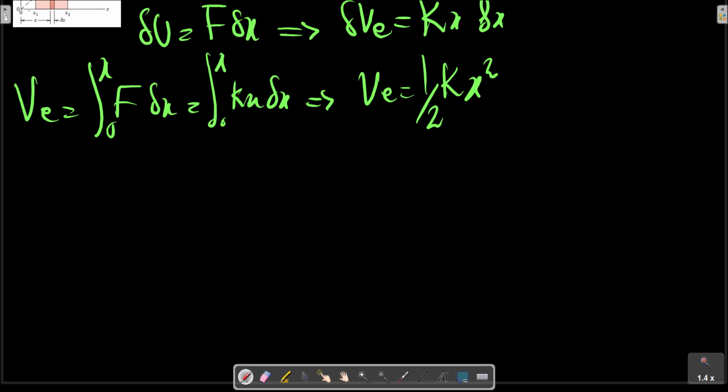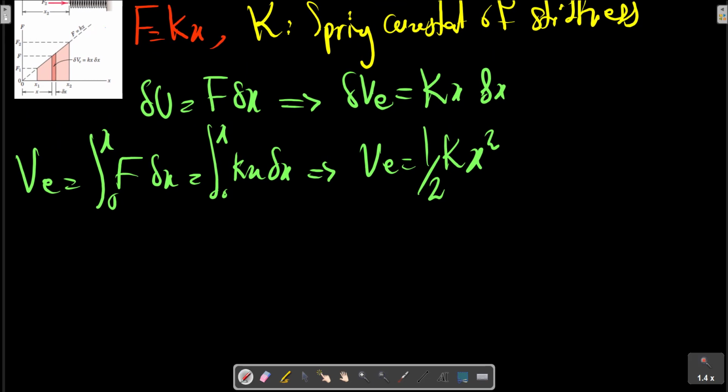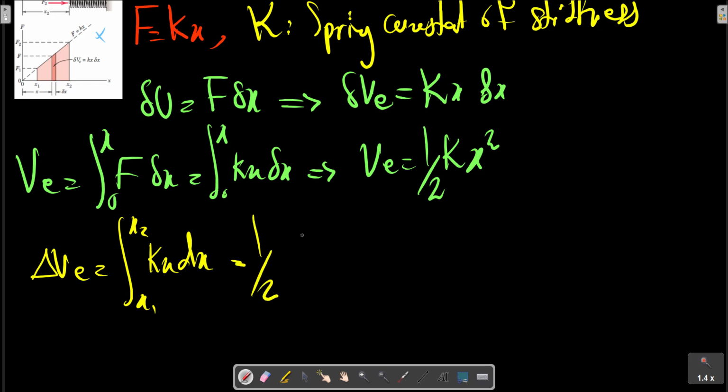Thus, the potential energy of the spring equals the triangular area in the picture shown here, of F versus x during an increase in the compression of a spring from 0 to x. For a compression from x1 to x2, the work done can be calculated by this relation, which equals the trapezoidal area from x1 to x2 as shown in the picture here.